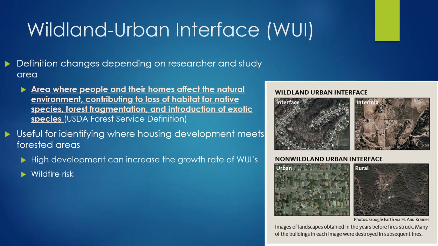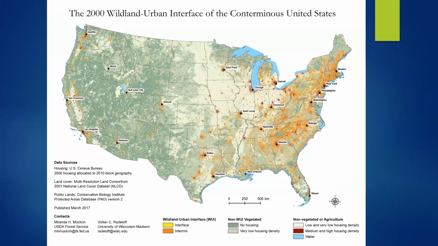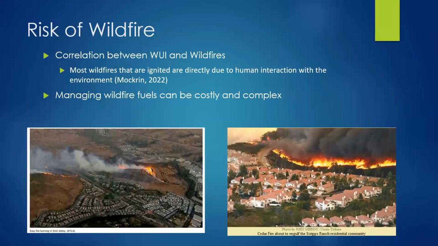And as I stated, the WUI is very good for identifying where high development is occurring, and the reason why is due to the wildfire risk. Now, interestingly, a lot of the wildland-urban interface is actually in the eastern side of the United States. That was initially surprising to me, given that we see so much wildfire activity in the West, especially in California, Seattle, Colorado. And we know through past studies that there's a high correlation between the two. In fact, the majority of the wildfires that do occur are directly caused by human interaction.